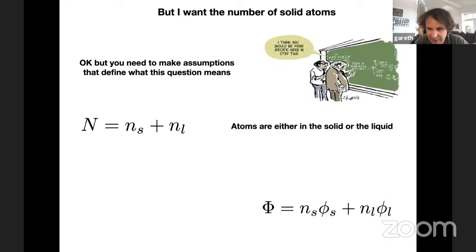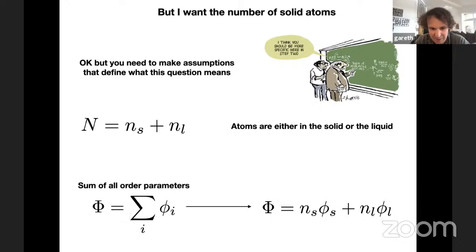And then I say some extensive quantity, capital phi, is going to be equal to the number of solid atoms, and that extensive quantity is going to be calculated by taking the sum of all of the order parameters for all of the atoms in my system. So that's very easy to calculate. I calculate each of these order parameters for each atom in the system, and I sum that.